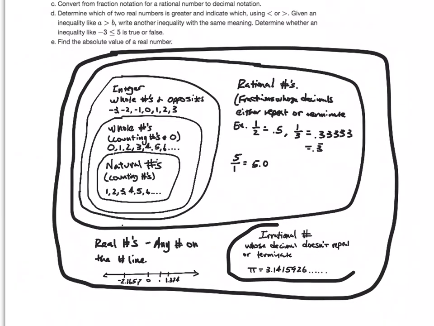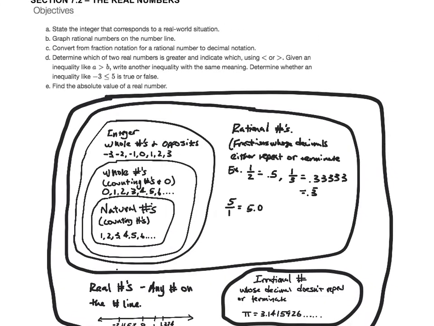All I'm doing right now, guys, is writing down the different types of numbers. So when we talk about stating the integer that corresponds with the real world situation, we want to know what an integer is. When it says convert from fraction notation for a rational number, we need to know what a rational number is. And then find the absolute value of a real number. We need to understand what a real number is.